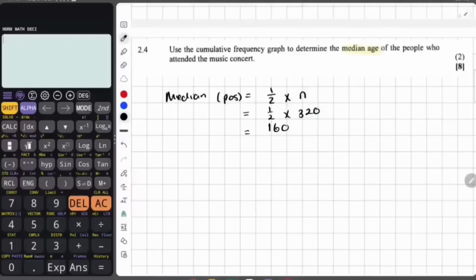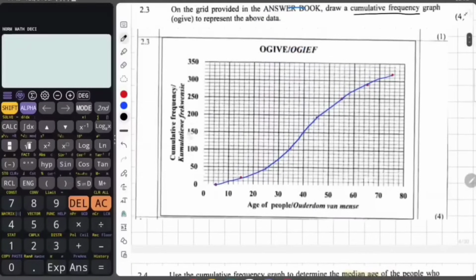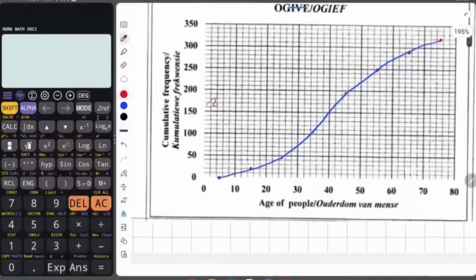That's where the person is. Now we actually have to find them. Remember, I only took the number half and I multiplied it by 320, which is speaking about the number of people. Okay, so right now you will go to the cumulative frequency, and we're going to look for 160 there. So on your graph, we're going to the cumulative frequency part, and we're going to look for 160 here. So 160 here, here's 150, here's 160.